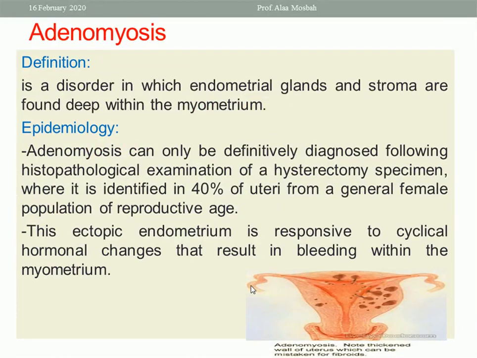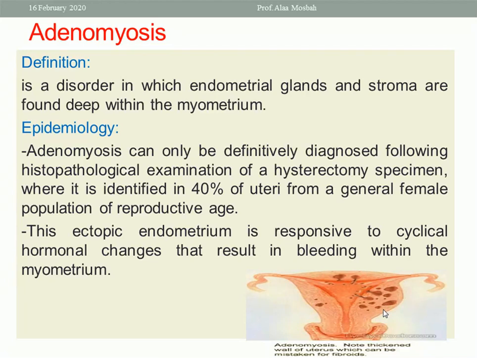Next is adenomyosis, which is defined as a disorder in which endometrial gland and stroma are found deep within the myometrium. As here in the picture, this is the endometrial gland entering the muscle wall of the uterus deeply. Adenomyosis can be definitively diagnosed following histopathological examination of hysterectomy specimen, where it is identified in 40% of uteri from the general female population of reproductive age.